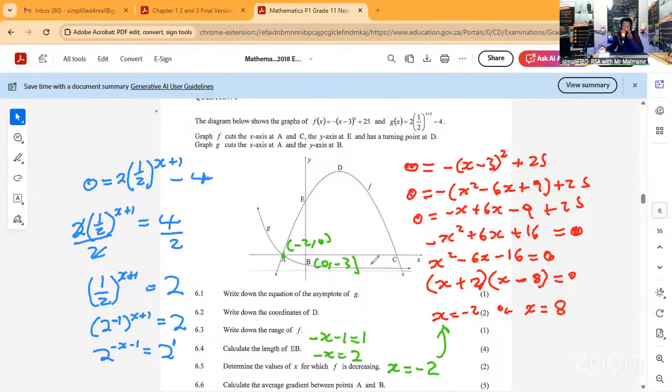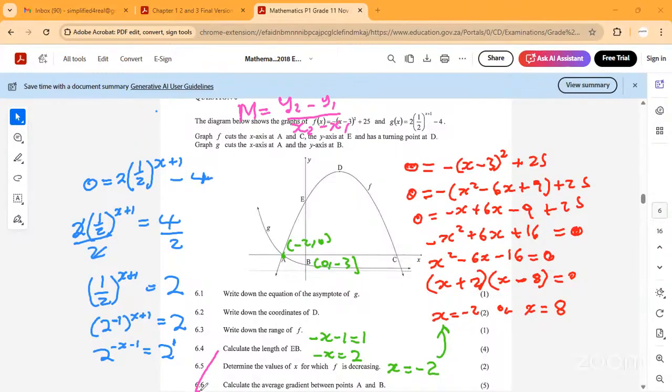Then from here, what do you do? You find your gradient. How do you find your gradient? You say m is equal to y2 minus y1 over x2 minus x1. Are we clear? Mm-hmm.